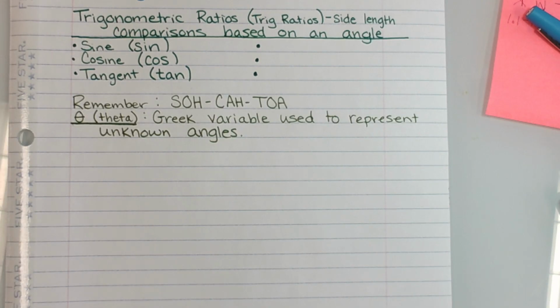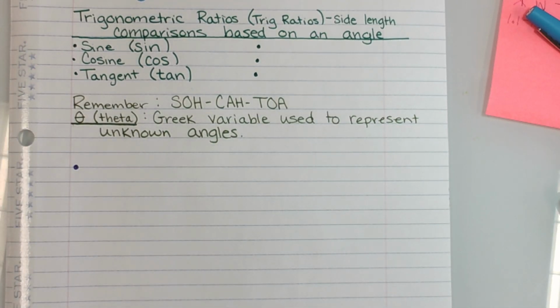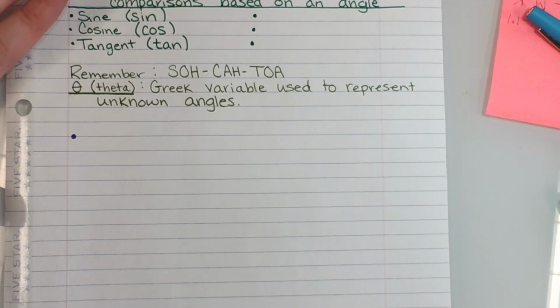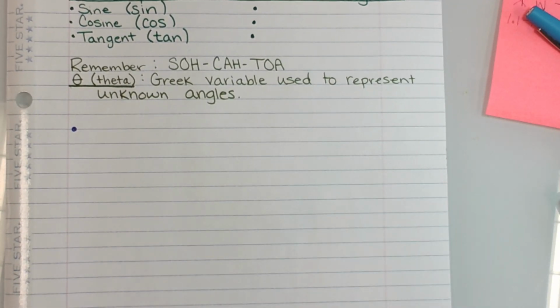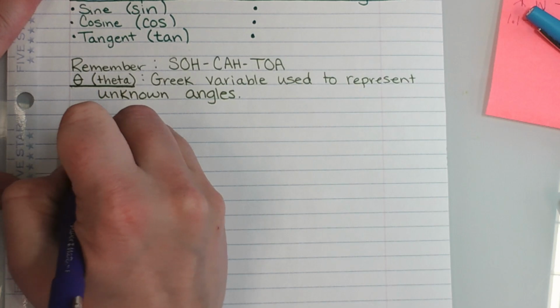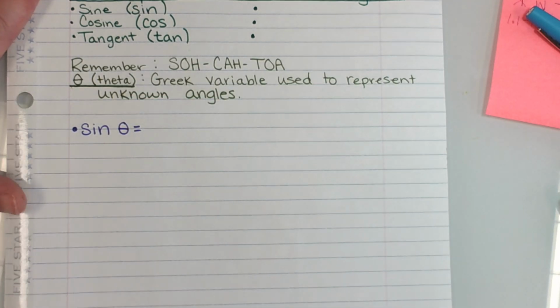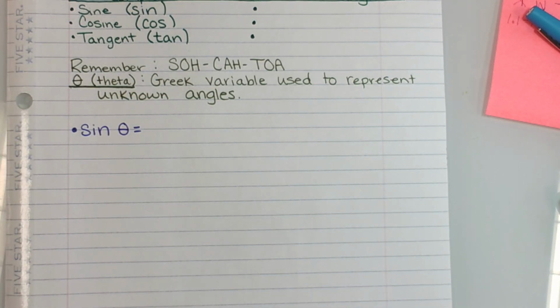Now, let's talk about SOHCAHTOA a little bit. Let's talk about sine, cosine, tangent. So, first off, when it comes to trigonometry, the way that trig is always set up, these ratios are always set up as the trig ratio of an angle equals a fraction of the sides. That's how right triangle trig works. So, sine of some angle, theta, is equal to something.